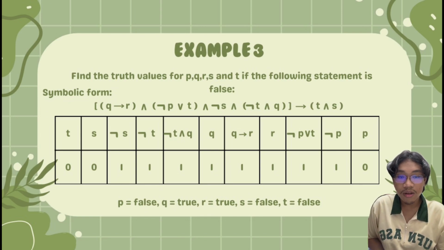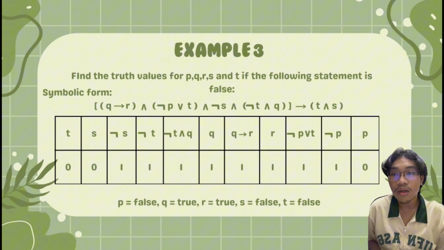The implication statement is false when T and S is false. Therefore, both T and S should be false. Meanwhile, the premises Q implies R, not P or T, not S, not T, and Q are all true because the hypothesis is true. So when the statement is false, the left side of the statement must be true. So all of them must be true.